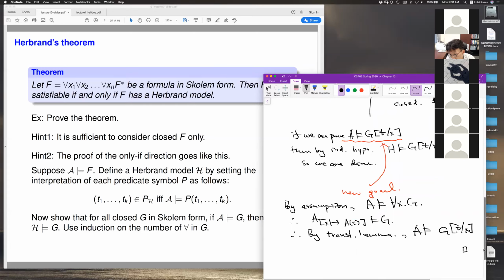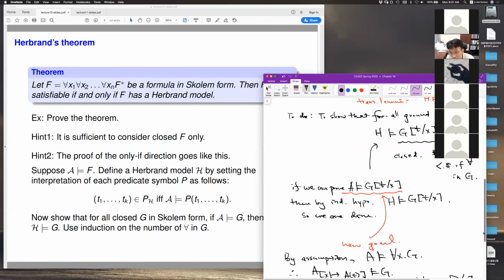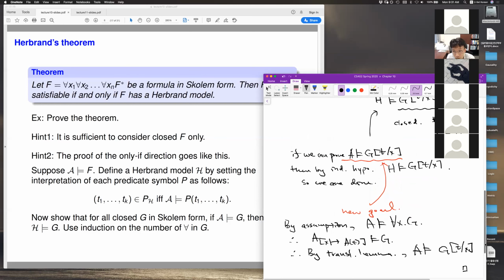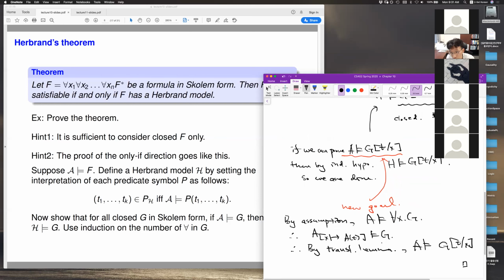So this is quite detailed, but the proof is really simple. It's really saying we are using the translation lemma to derive from the assumptions that A satisfies the G where X is replaced by T for every ground term T. And then we use the induction hypothesis and the translation lemma again. So then that will give us what we need to prove for the inductive case. So that's how you can prove this theorem. Okay.